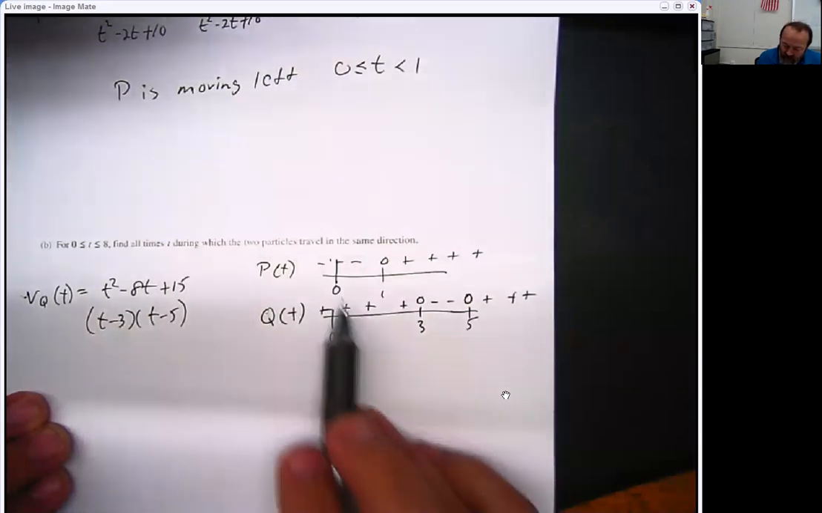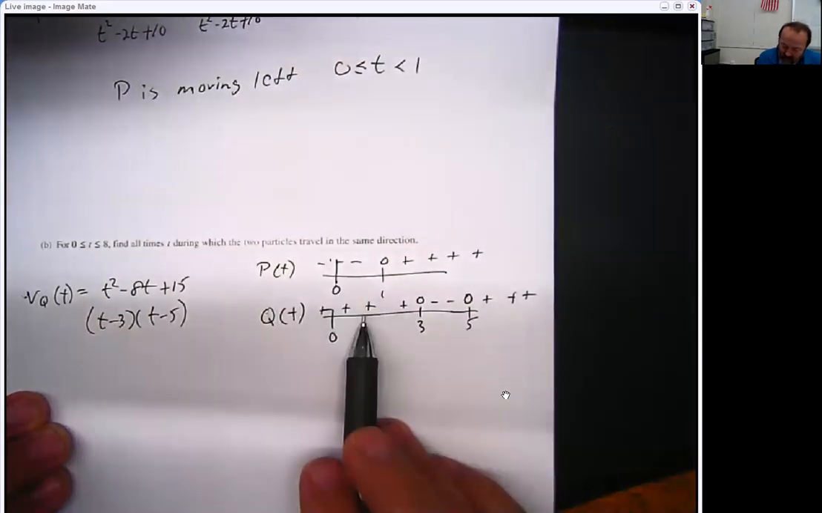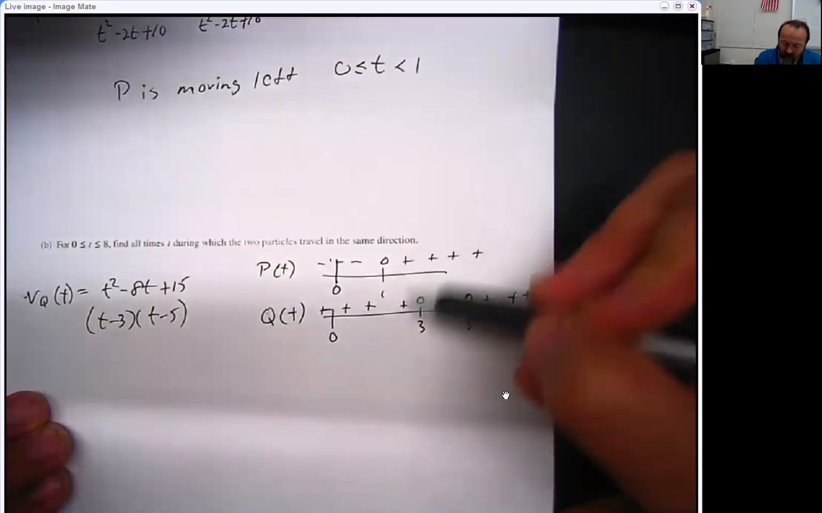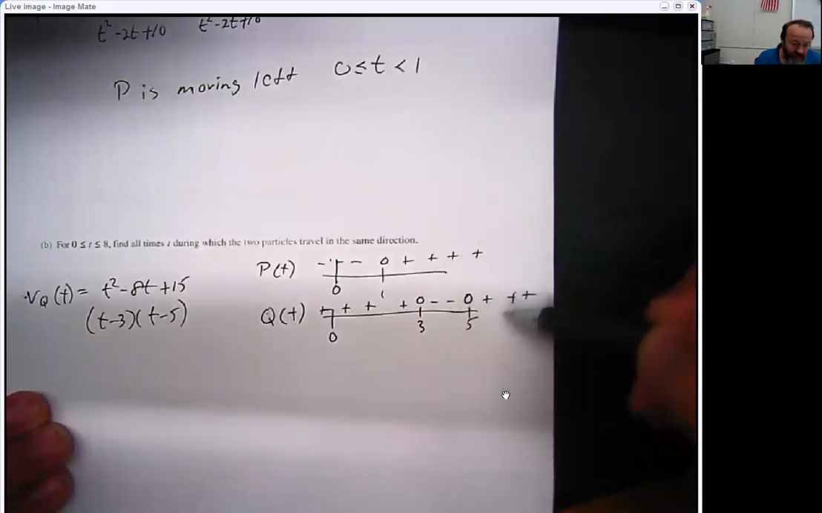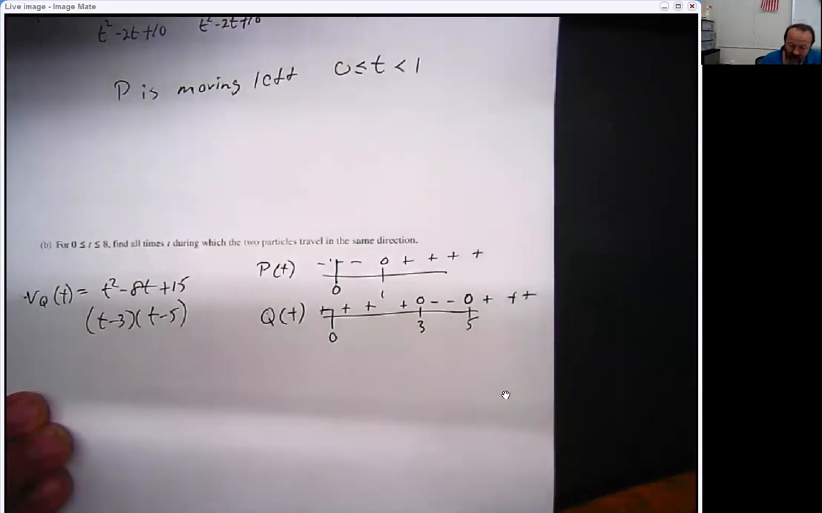But what I see is this one is going to the left, this guy is going to the right, but in this little region right in here in between 1 and 3, they're going both to the right, then P is going to the right while Q is going to the left, and then out here it's going the same direction. But again, the problem is only defined from 0 to 8, so that's the only region I need to talk about.